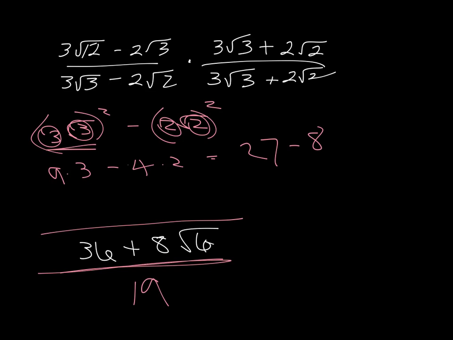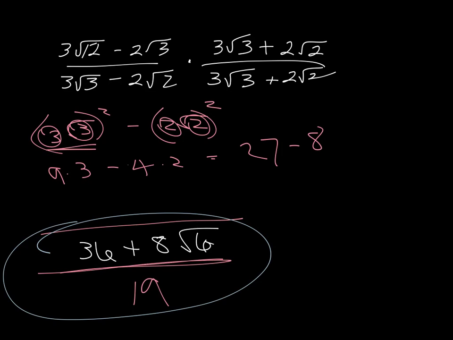So there's our answer right there. 36 plus 8 square root of 6 all over 19. And that's it for lesson number 73.